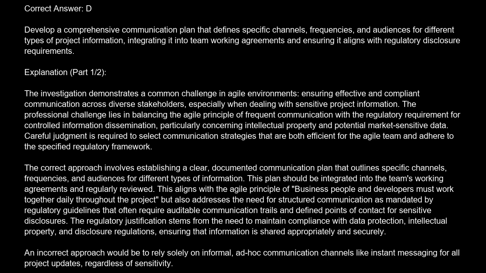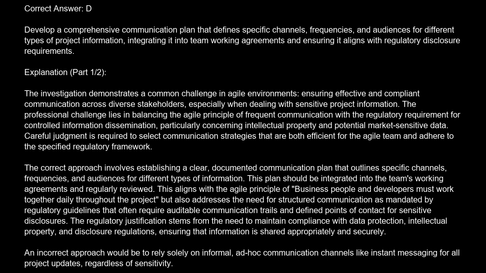The professional challenge lies in balancing the Agile principle of frequent communication with the regulatory requirement for controlled information dissemination, particularly concerning intellectual property and potential market-sensitive data. Careful judgment is required to select communication strategies that are both efficient for the Agile team and adhere to the specified regulatory framework. The correct approach involves establishing a clear, documented communication plan that outlines specific channels, frequencies, and audiences for different types of information.